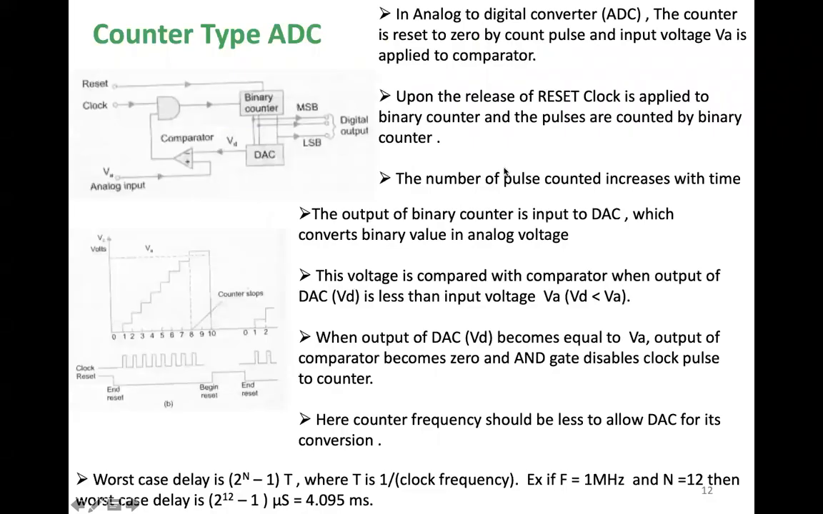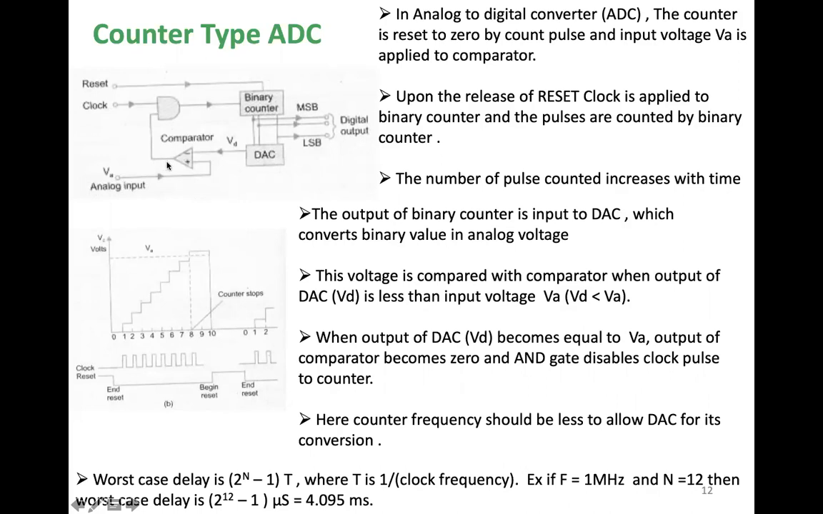Now the next one that we will be looking into is counter type ADC. What is this counter type ADC? We have seen a DAC, digital to analog converter, and we have seen a comparator. Comparator works by checking the values between both of the inputs. This is connected to a clock through an AND gate. One of the ends of the AND gate is connected to the clock and the other one is connected to the comparator.